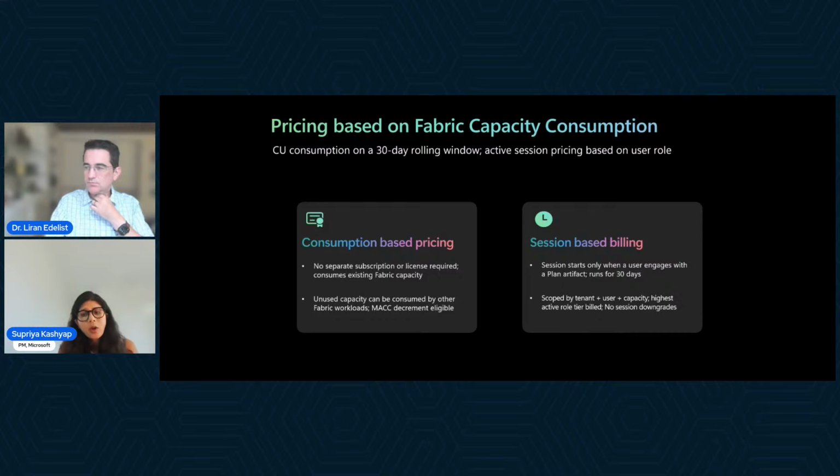So a question that automatically comes to everyone's mind is, how is it priced? The product is great, but how is it priced? What is my bill going to look like, right? So the core idea we have followed when we thought about pricing the product is that everything is consumption-based. It consumes your existing Fabric capacity. So unlike all of the EPM tools in the market, there is no separate subscription, no per-seat license cost that you will incur. And why did we go with that?